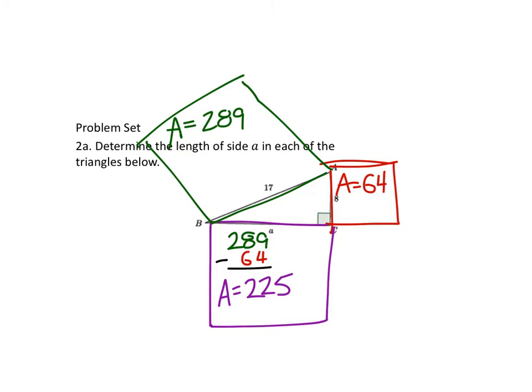Now if that's our area, and we want the side length, which is what we do want, then I'm going to take that area at 225, and I'm going to square root it. When I put that in the calculator, it gives me the length of 15. So that would be my final answer on this one.